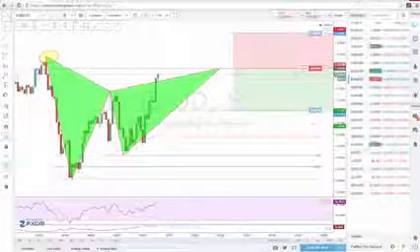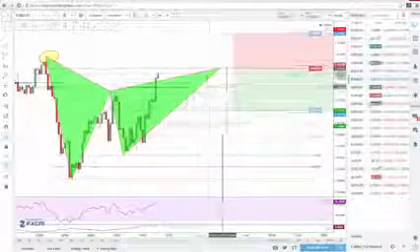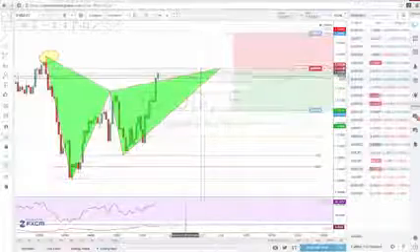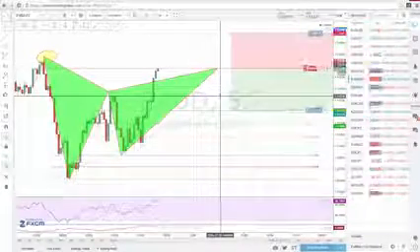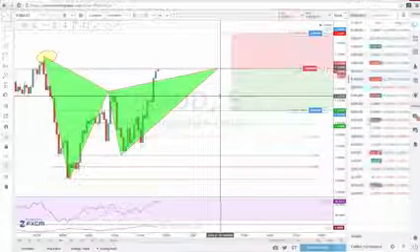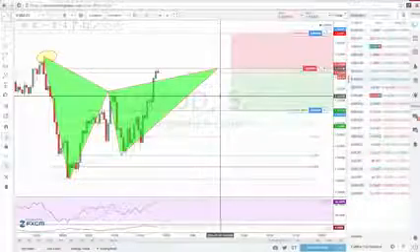Here we are guys, within a few pips of being filled on our Euro Aussie trade on this Gartley pattern. And I'm just going to try to keep the video rolling and see if I can't capture us being filled on this trade. And there we go guys, we have now been filled on this Gartley pattern, and I'll keep you updated as the trade plays out.